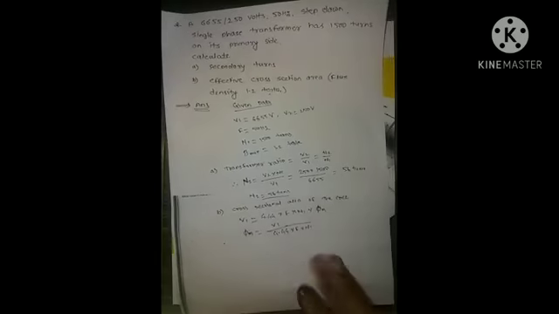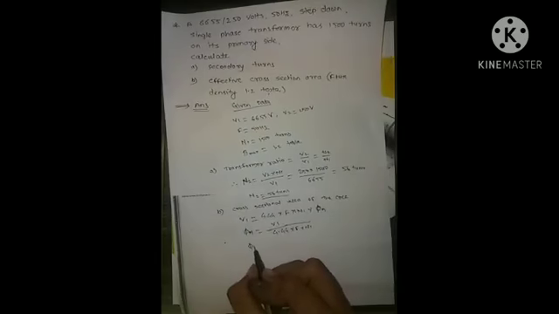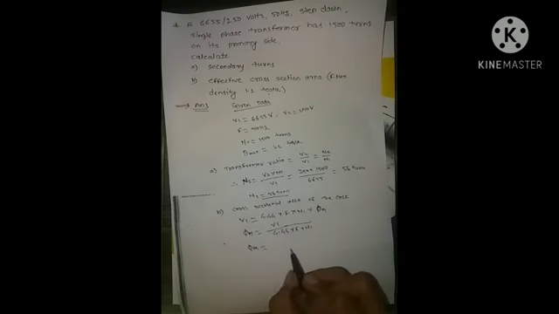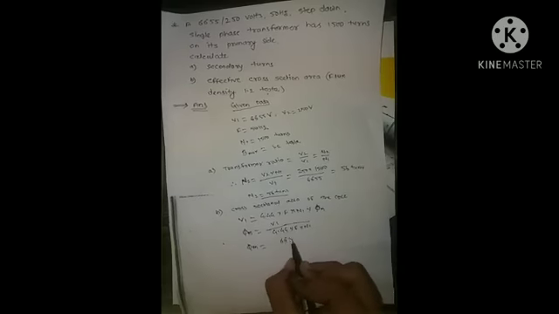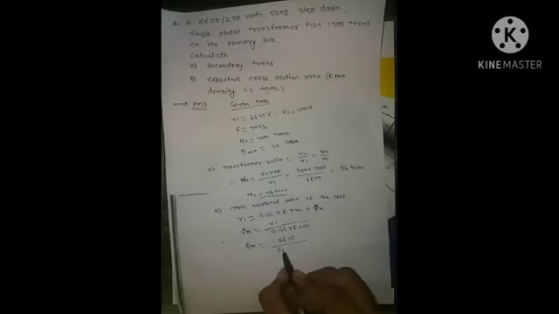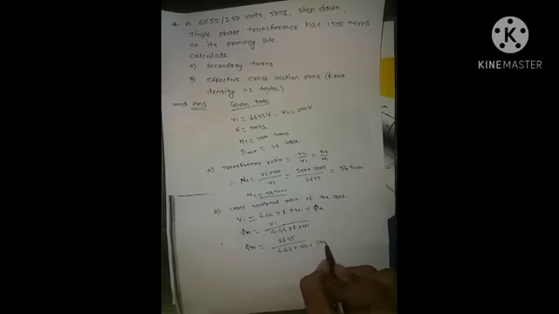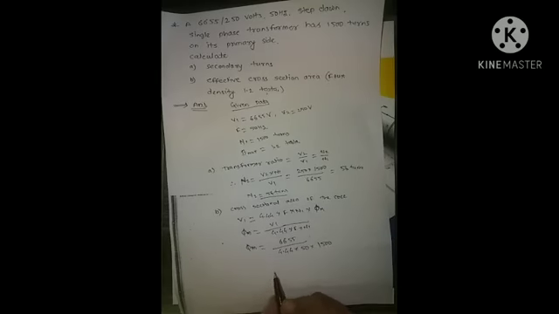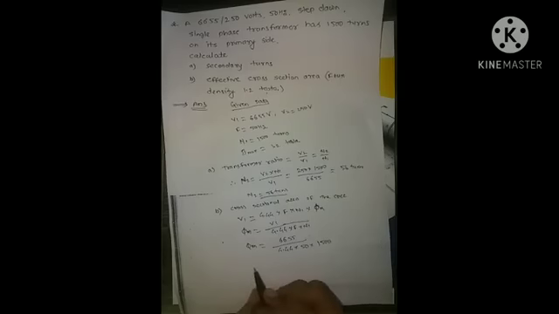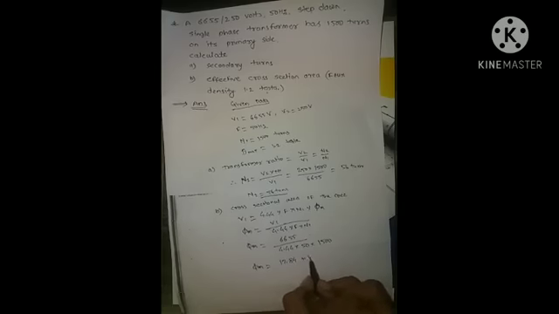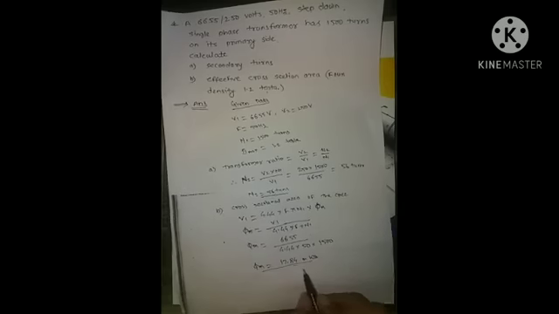Now we put all the values. Phi m equals 6655 upon 4.44 into F, which is 50, and N1, which is 1500. By solving this, we get phi m equals 17.84 milliweber. Now we have the maximum value of flux.